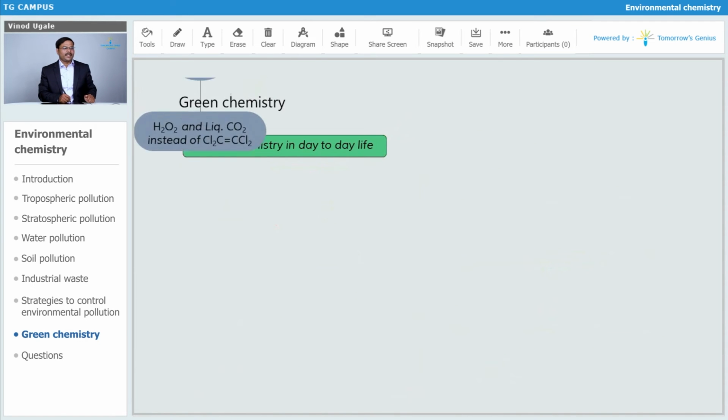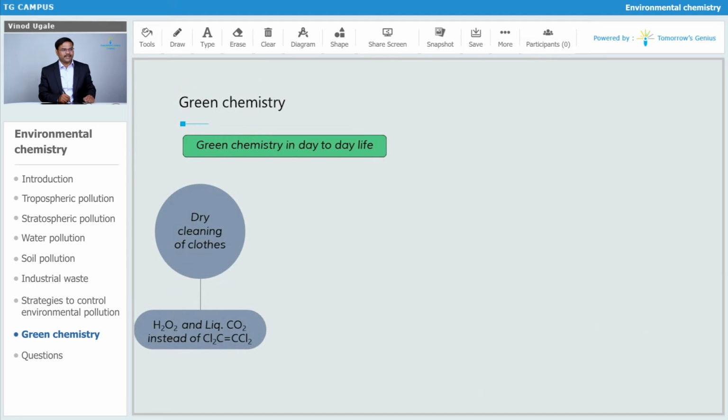Green chemistry in our day-to-day life, the first example, is dry cleaning of clothes. Initially it was done with tetrachloroethene, but nowadays instead of this we are using hydrogen peroxide and liquid CO2 for dry cleaning of clothes, which do not generate any pollutant. So this is one of the green methods applied to dry cleaning. Initially I told you that we are learning environmental chemistry. So whatever we have studied till now, we now know that we should use such green methods, and that is one example.